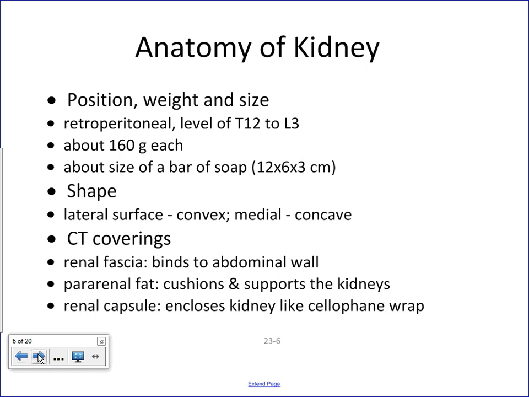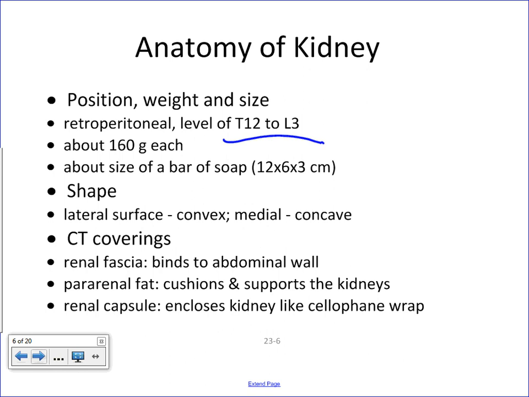Now let's talk about the anatomy of the kidneys, okay? The kidneys anatomically are retroperitoneal, okay? Retroperitoneal, all right? Well, on average, 160 grams a pop, about the size of a bar of Irish Spring. Okay, and let's talk about this term retroperitoneal and them being at the level of T12 to L3.